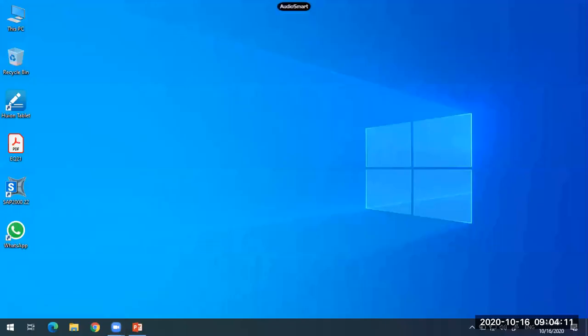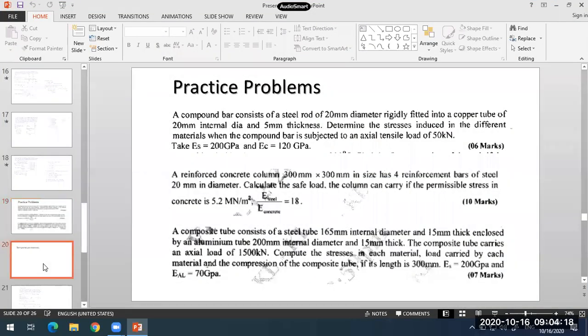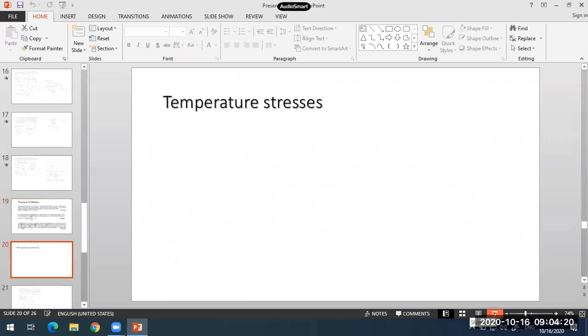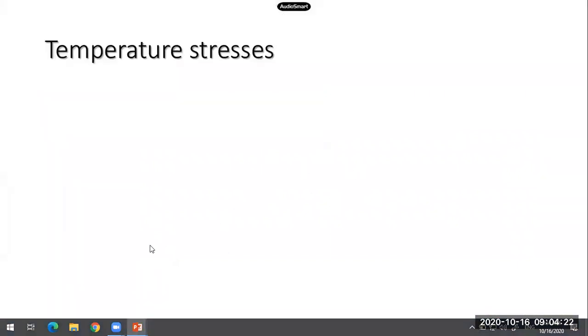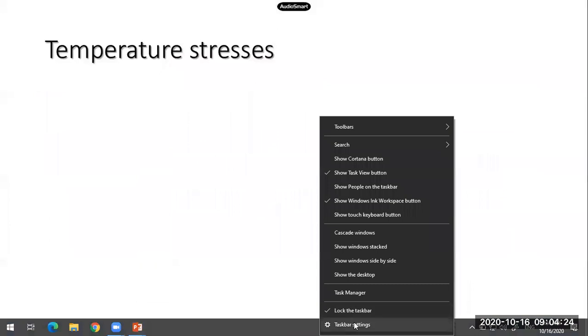In the previous class, we were discussing thermal stresses. After that, composite bar problems. We have seen some problems, and then I was talking about these temperature stresses, or the thermal stresses, that we have in our members.